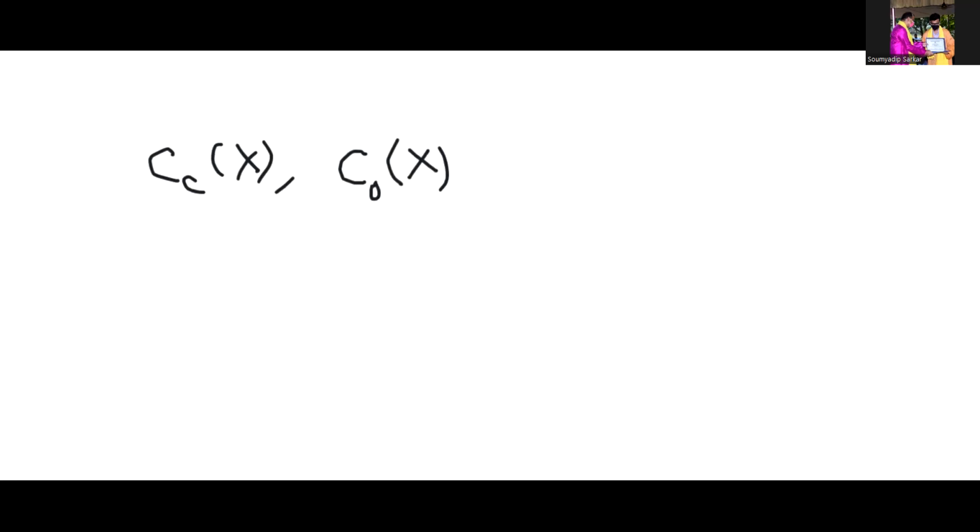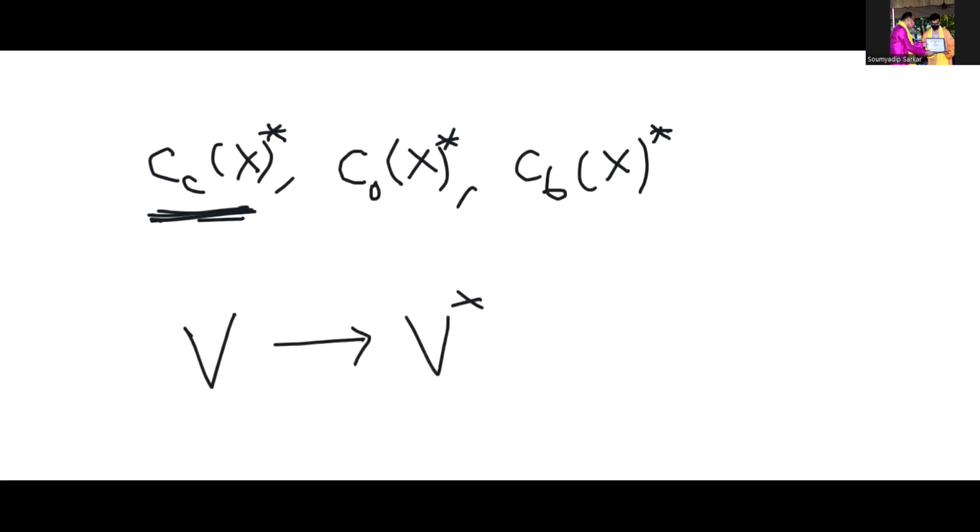And also there are spaces like C_b(X), the space of all continuous bounded functions. Analysts are interested in studying duals of these spaces. So people want to study these duals. These are important objects in analysis. The philosophy is like this: sometimes if you want to understand a vector space V, you better understand the space V dual. Understanding V dual gives you a lot of information on the structure of V. That's why people are interested in studying these duals.